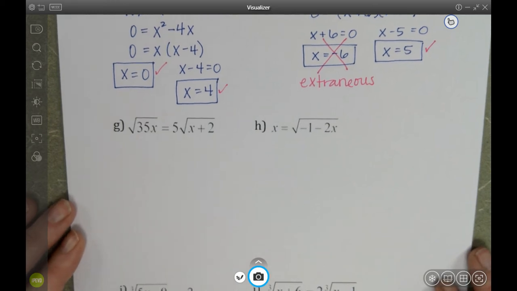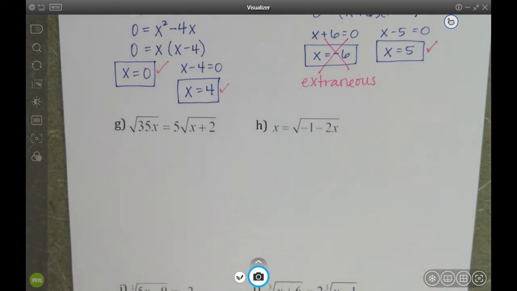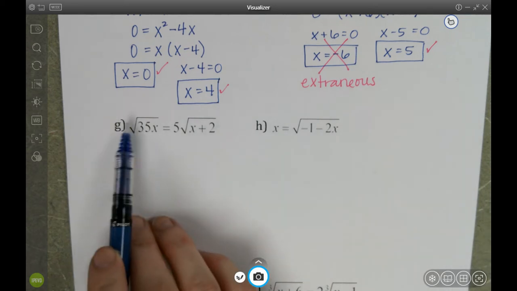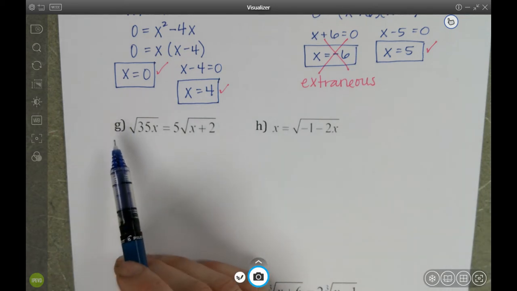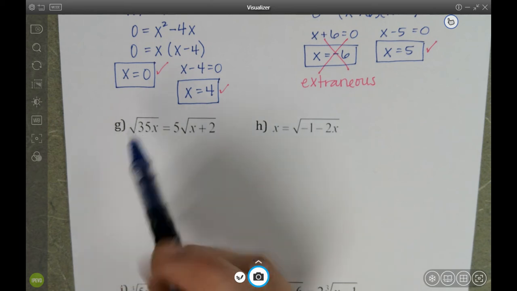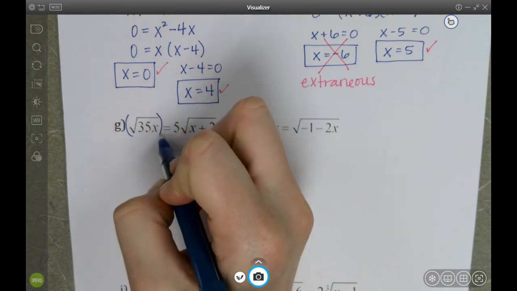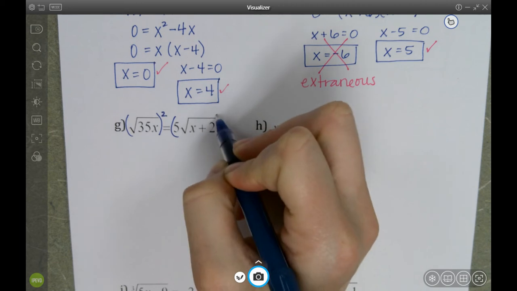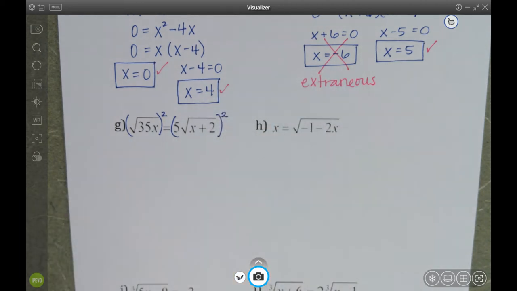All right, part G. Why is this one weird? Because there's a 5 in front. Can I get rid of that 5? Yes. I feel, oh, divide. Wait, no, but that'd be weird. If I divide by 5, won't it just end up on the other side in front of this radical? Okay. So what I'm going to do is I'm just going to go ahead and square both sides. But remember that you're squaring the whole thing.